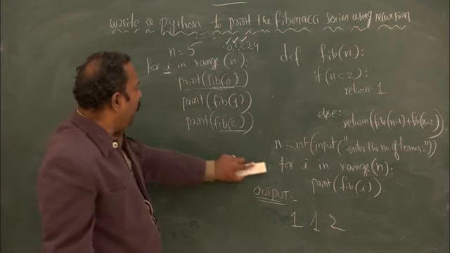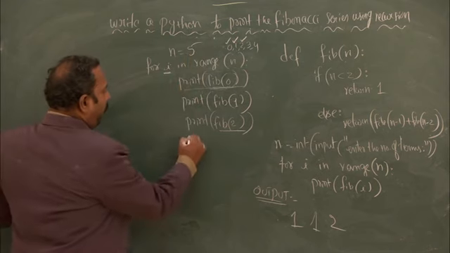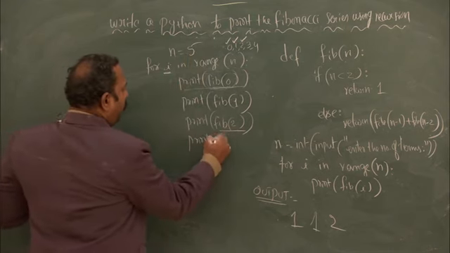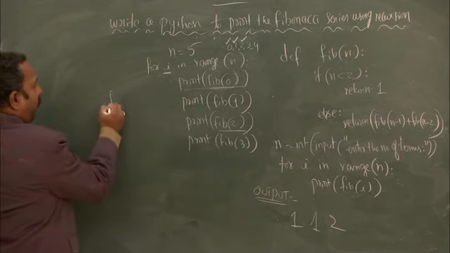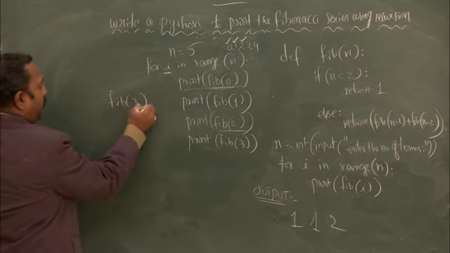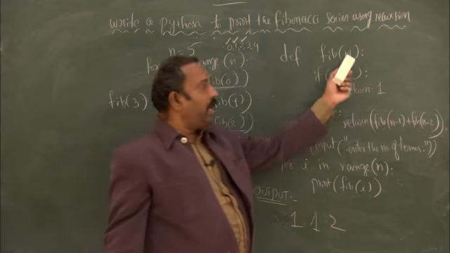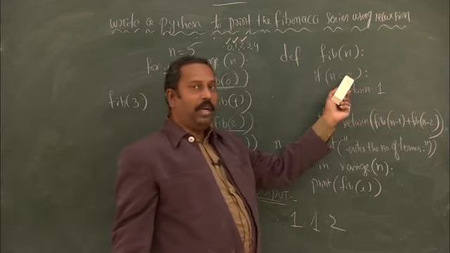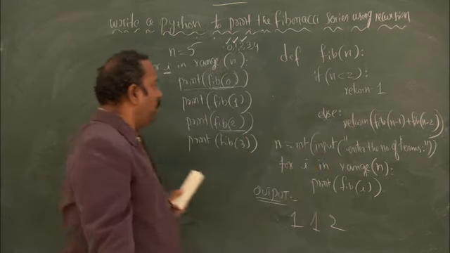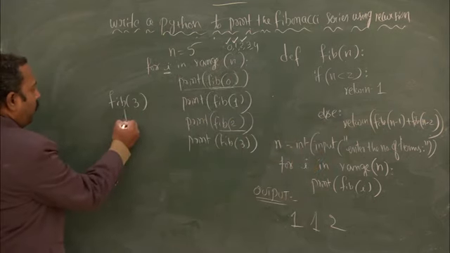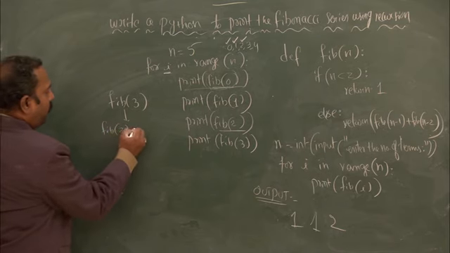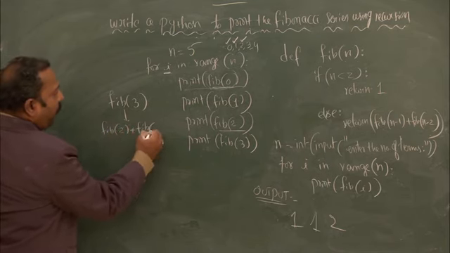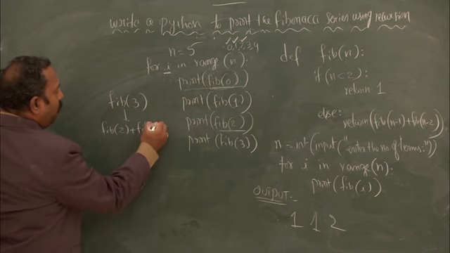Now the next item will be assigned to i. So print fib of 3. We have to calculate fib of 3. n gets value 3. 3 is less than 2, condition false. Come to the else case. In the else case again there is a function call, that is fib of 3 minus 1, that is 2, plus fib of 3 minus 2, that is 1.